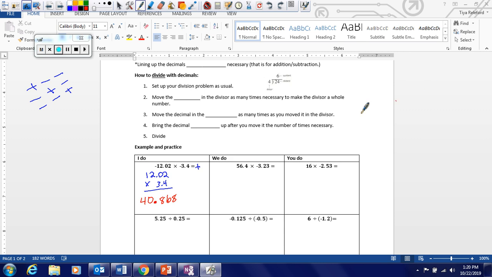The next one is 56.4 times negative 3.23. That's a positive and a negative. It's going to give me a negative. So I'm going to go ahead and write that negative sign right now. And then I'm going to multiply. Actually, why don't you pause? You multiply, and then we'll check in together. So hit pause right now.